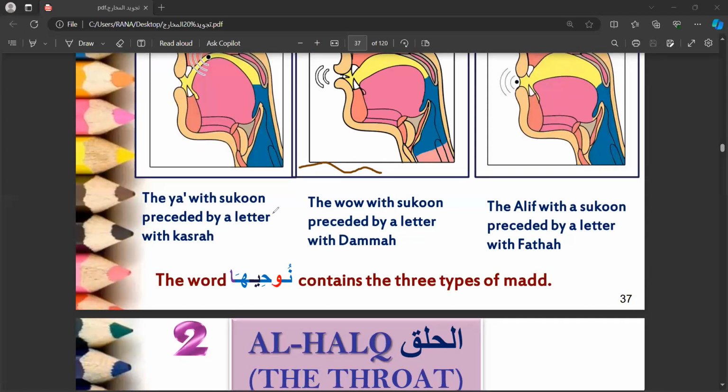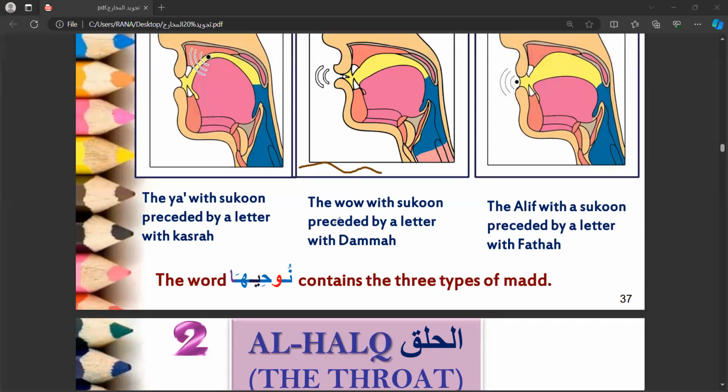Here, the ya with sukun is preceded by a letter with a kasra, the waw with sukun is preceded by a letter with dhamma, the alif with sukun is preceded by a letter with fatha. The three mad letters: alif, waw, and ya. We have waw and ya that are preceded by fatha, waw lean and ya lean.